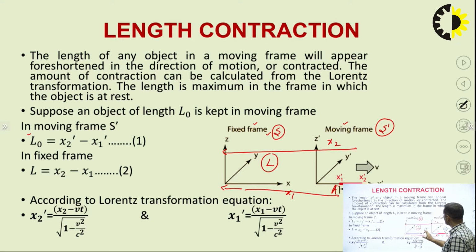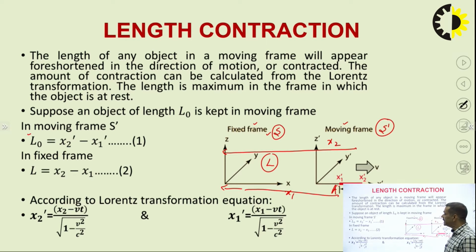Now if we place the observer in the fixed frame, so that the same object is observed from the fixed frame, then we have assumed that the length of the same object with respect to the fixed frame is L, so the value of L will be this much. Now to find the relation between L and L0: as I have already told, L0 is the actual length, and L is the contracted length, the observed length. To find the relation between the actual length and the observed length, we will use the Lorentz transformation equations.